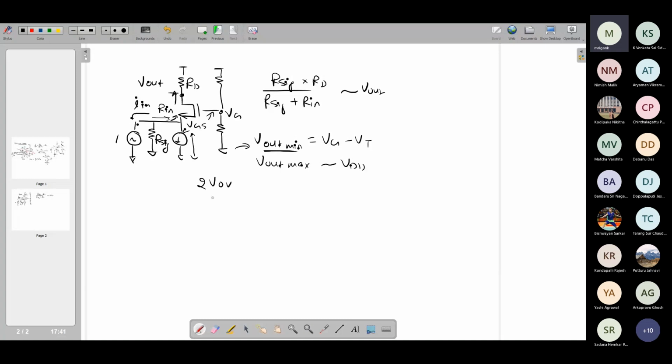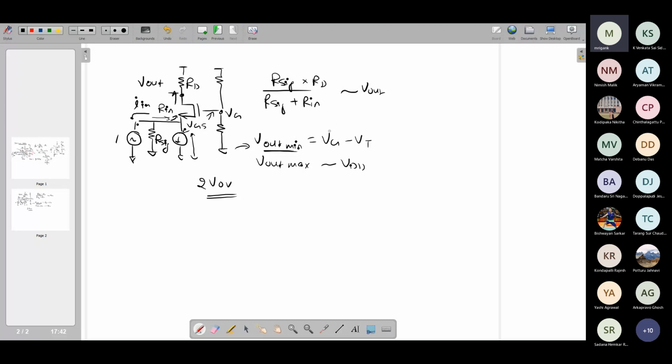But again, when we discuss the noise of the circuits, we will see that it is not that straightforward. If you increase the gm too much and also increase the W by L too much, it may create problems in terms of noise. For the time being, assume that you have a gate voltage, and this is ultimately a current source which has a headroom requirement of 2V overdrive. So 2V overdrive plus VGS. These are the two components.